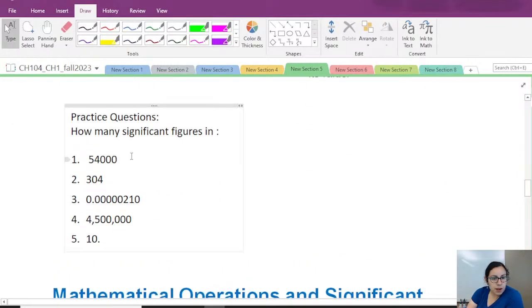All right, let's do a little practice. Take a minute or two, just write down or think about what you think the sig figs are, and then we'll go over them as a class real quick.